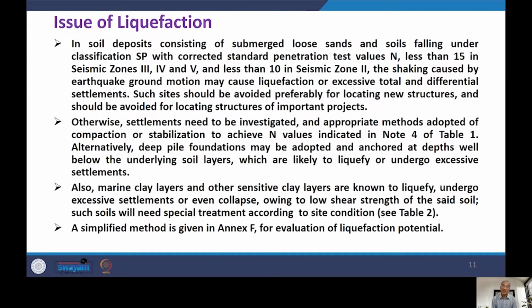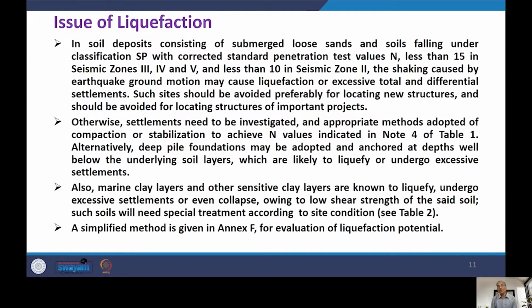Such sites should be avoided, preferably, for locating new structures, and should be avoided for locating structures of important projects. So first of all, if you have sites where N values are less than, let's say, 15 in seismic zone 3rd, 4th, and 5th, and less than 10 in seismic zone 2nd, then we should avoid those sites for construction, or otherwise we need to use ground improvement. And this is particularly applicable for new projects or for locating the structures of important projects.